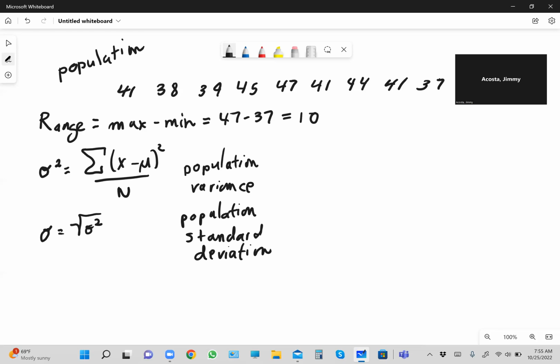So if you remember correctly from last class, you have a few steps. The first step, step number 1, is to find your mean.